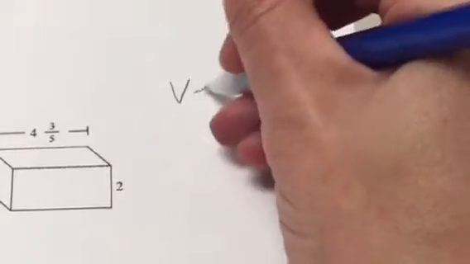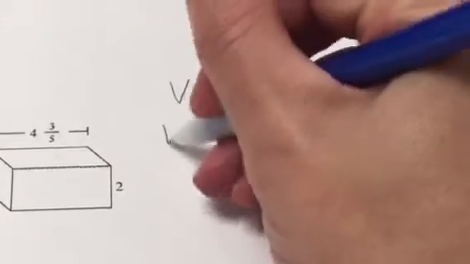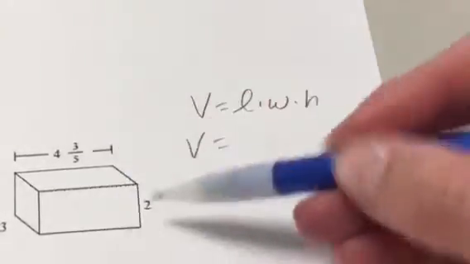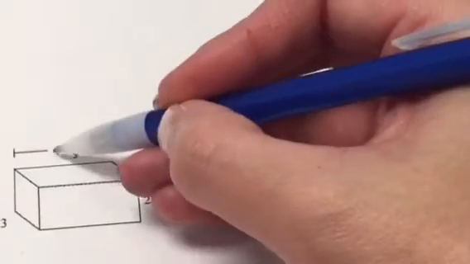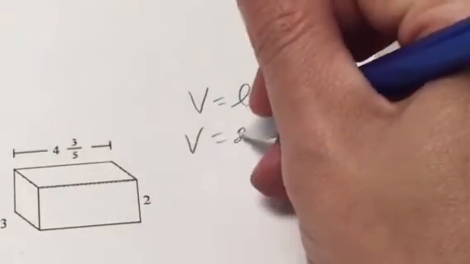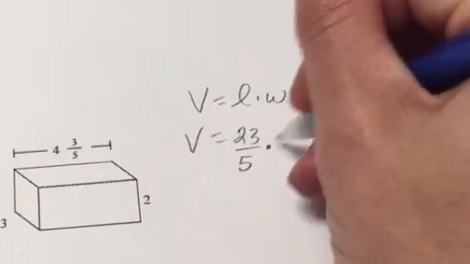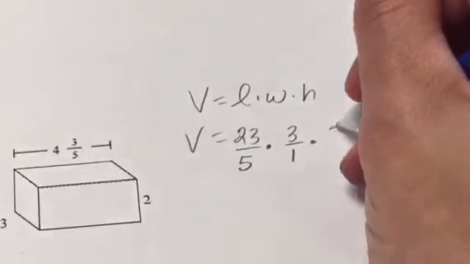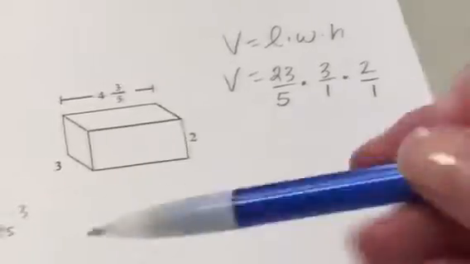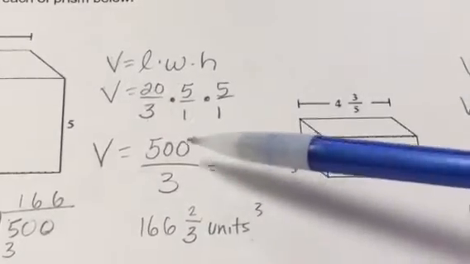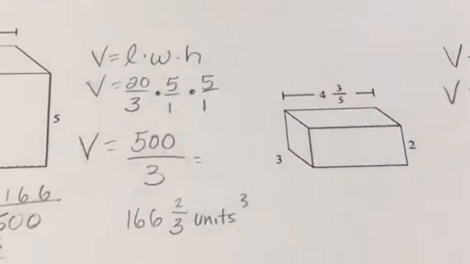You're still going to use that volume formula. And when you substitute in your dimensions, I would still change this to improper. 5 times 4 is 20, plus 3 is 23/5. And then make those whole numbers fractions. Check if you can reduce, and then you're going to multiply just like we did here. If you get an improper fraction, just make sure you change it to a mixed number.